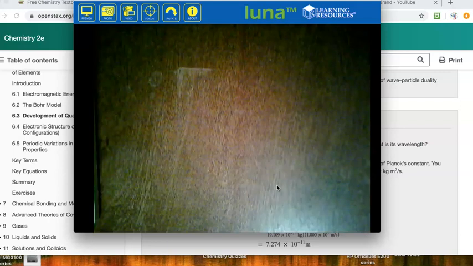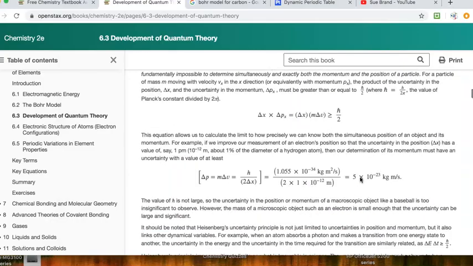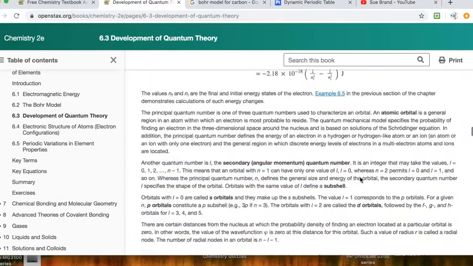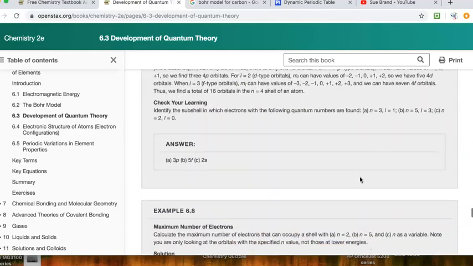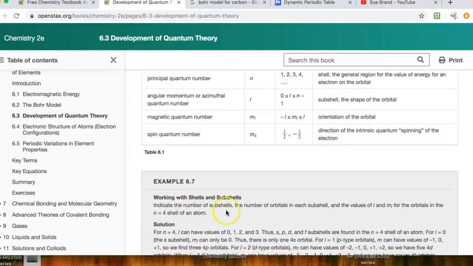The next problem, here's 6.7, is dealing with quantum numbers. Let me read the question because it's a kind of complicated question here. It says indicate the number of subshells, the number of orbitals in each subshell, and the value of L and M sub L for the orbitals in the N equal to 4 shell of an atom. So we're really talking about N equal to 4, the electrons associated with that energy value.